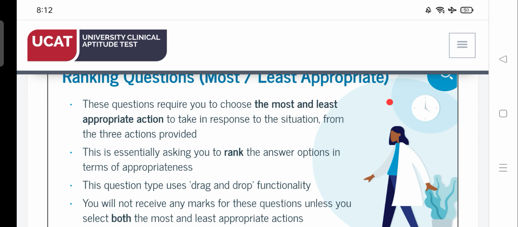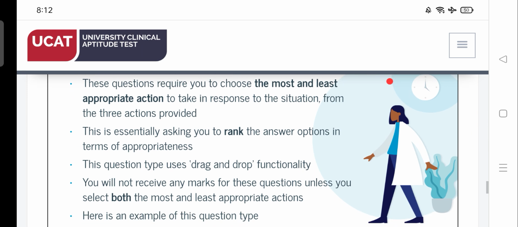Ranking questions, most or least appropriate. These questions require you to choose the most and least appropriate action to take in response to the situation from the three actions provided. This is essentially asking you to rank the answer options in terms of appropriateness. This question type uses drag and drop functionality. You will not receive any marks for these questions unless you select both the most and least appropriate actions.